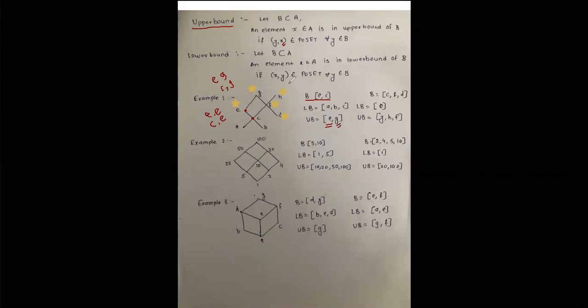Now let's see for H. For H, I can write (E, H) and (C, H). Let's see if (E, H) is there. (E, H) cannot be there because the direction would go downward and then upward again. A downward direction is not allowed, so this won't be the case. As I said, for all Y this must belong to the poset. As it fails for even a single element, this condition fails, and that's why H won't be in the upper bound.